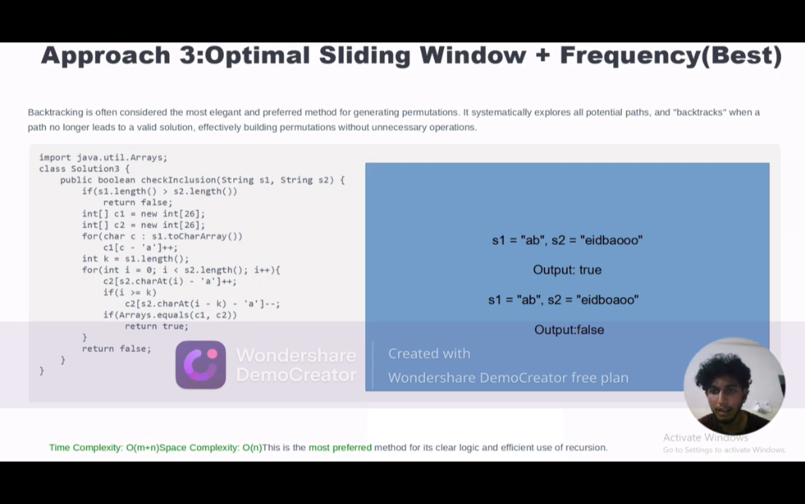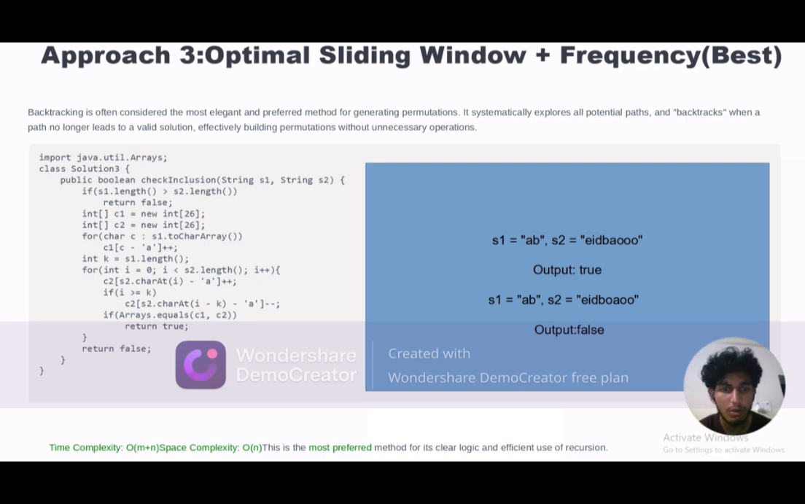Here we take two arrays, int c1 and int c2, and use two for loops. One for loop goes over the characters of s1.toCharArray(), creating counts like a, b, b, a, c, a. The plus plus is used to increment, as we all know. Then int k is equal to s1.length. The second for loop goes from 0 to s2.length, and c2 counts the same way. If i is greater than or equal to k, we take s2.charAt(i - k) minus 'a' and decrement that count. So here we count the frequency, and we check whether the arrays c1 and c2 are equal. If they are equal, we print true, or else we print false.